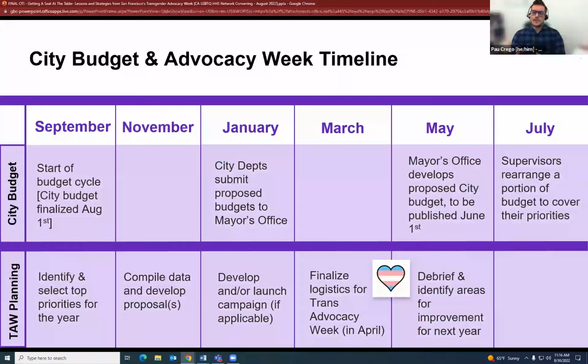So often, even though it's not formally part of Advocacy Week, the organizations represented by our advisory committee still advocate with those supervisors later, into June and July, to make sure that if some aspects were not covered by the mayor's proposed budget, the supervisors will consider what still is needed to supplement the budget.